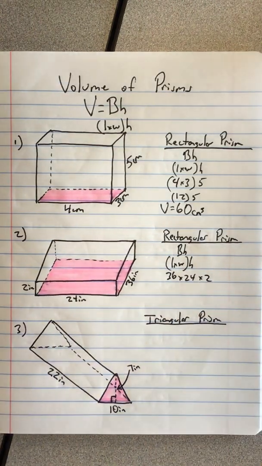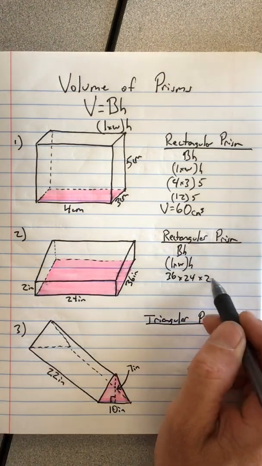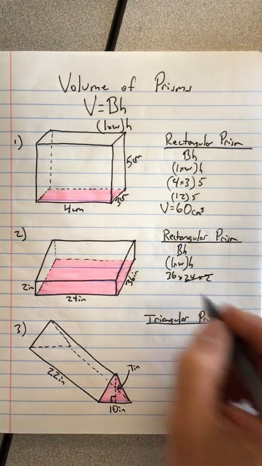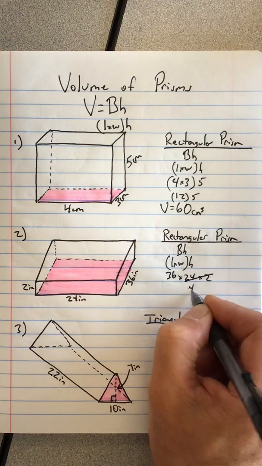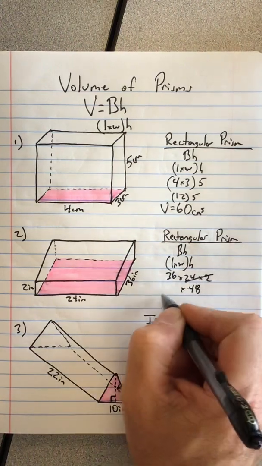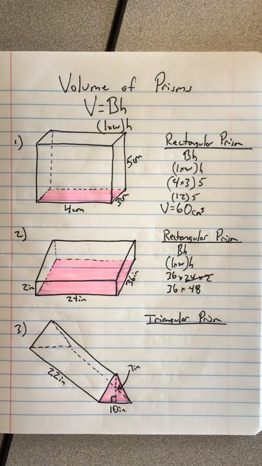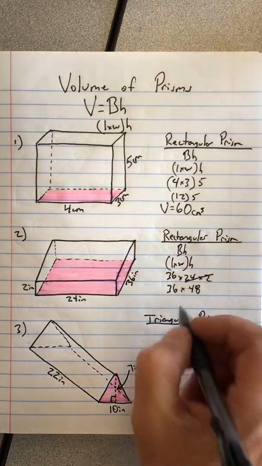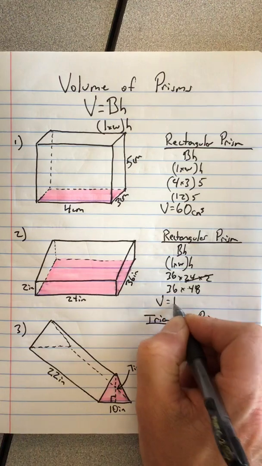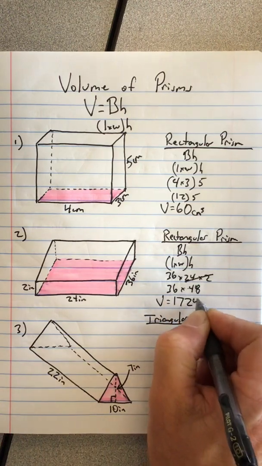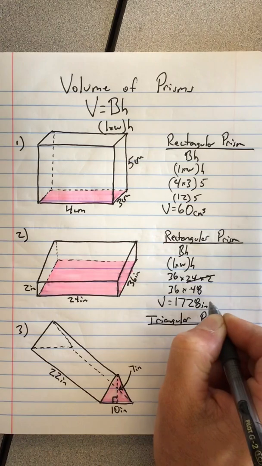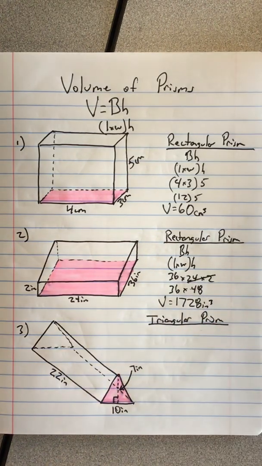So now you can give options, right? You can multiply anything that you want. I like 24 times 2. I know how to do that just in my head because 24 times 2 is 48. And then just multiply 48 times 36, which I'm going to do with a calculator. 48 times 36 is 1,728. Volume equals 1,728 inches cubed, or cubic inches, okay?